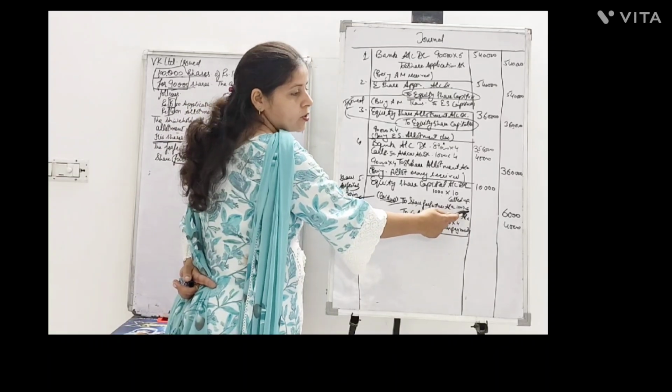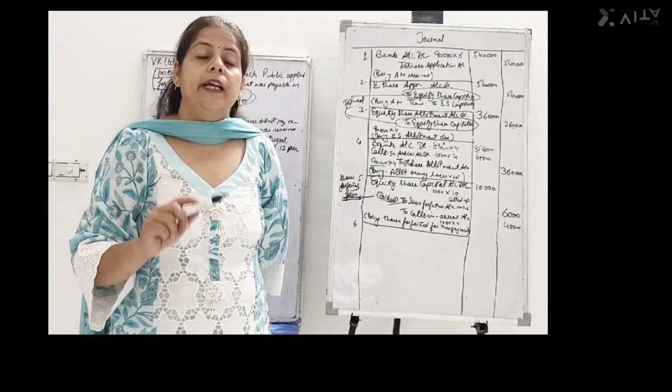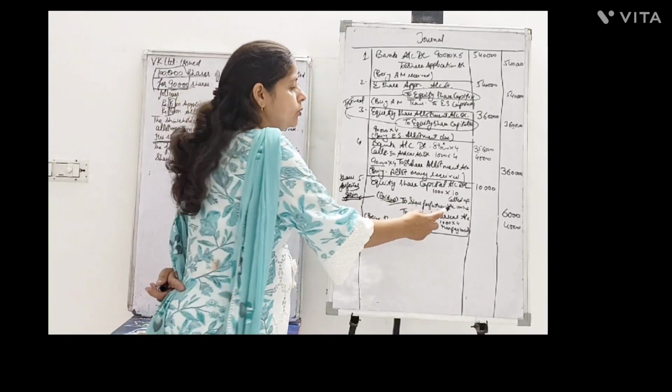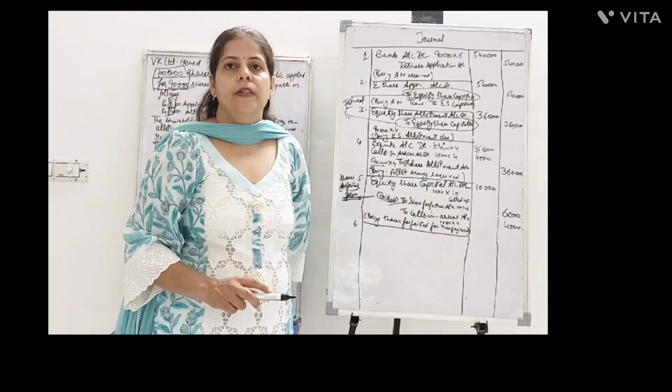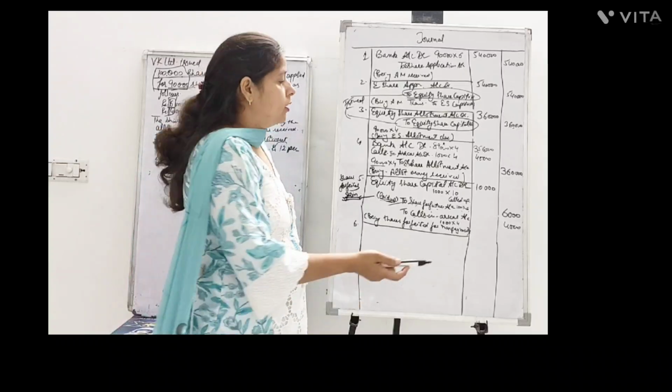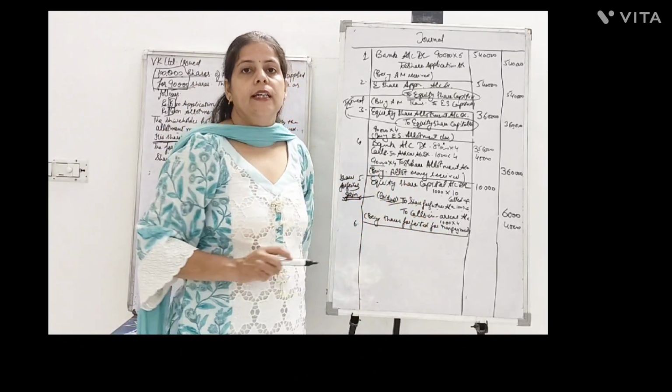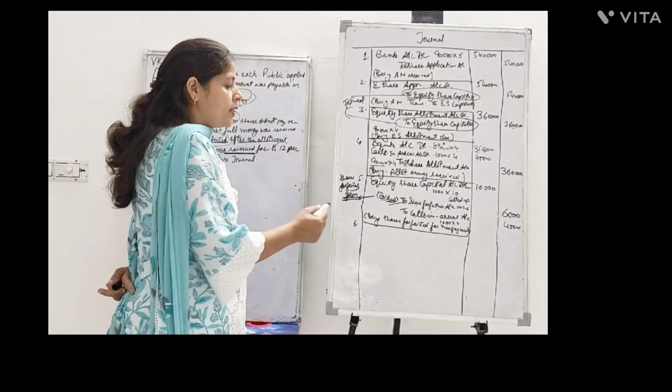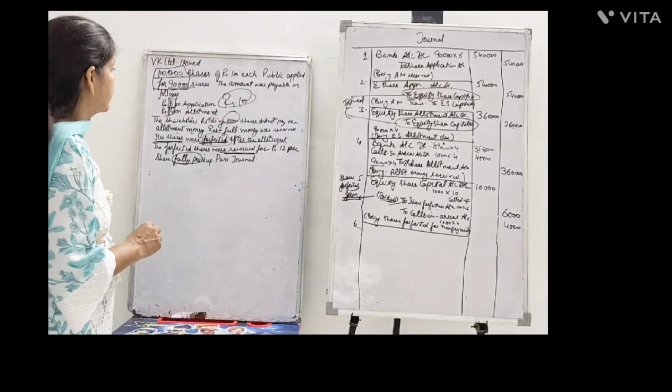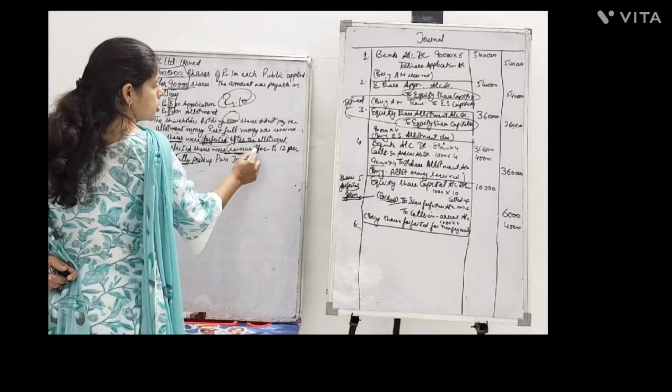What was paid? Only application money was paid on these shares. So 1,000 into 6 gives 6,000 rupees. What was not paid was the allotment, so that goes to the calls in arrears account. Now the next point is where we say that these shares were reissued.